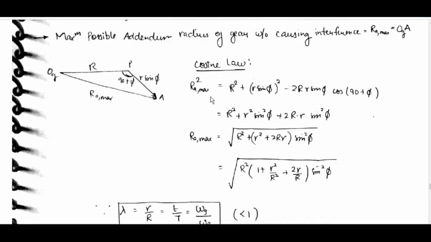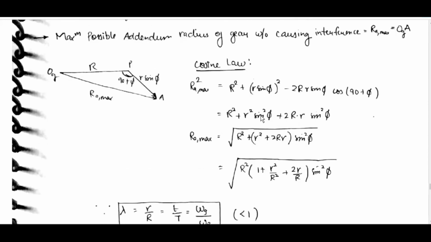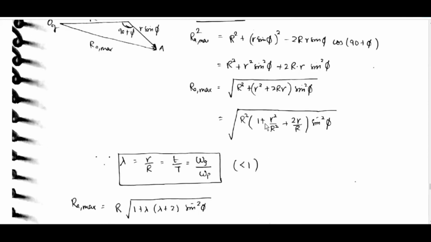Maximum possible addendum radius of gear without causing interference, RA max, is equal to OGA. By the cosine law, RA max square is equal to capital R square plus small r sin phi whole square minus 2 capital R small r sin phi cos of 90 plus phi. From this cosine law, RA max is the root of, taking capital R square outside, 1 plus r square by R square plus 2r by R.